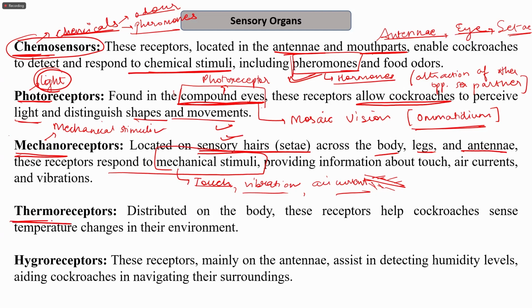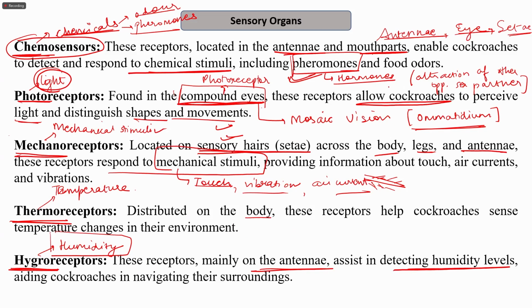Thermoreceptors, as the name suggests, are related to the temperature. Thermo means temperature. So they are distributed on the body, and these receptors help cockroaches sense temperature changes in their environment. And then hygroreceptors. Hygro is the word which is related to humidity. So hygroreceptors help in sensing the humidity in the environment. And these receptors are mainly present on the antennae and help in detecting the humidity levels.